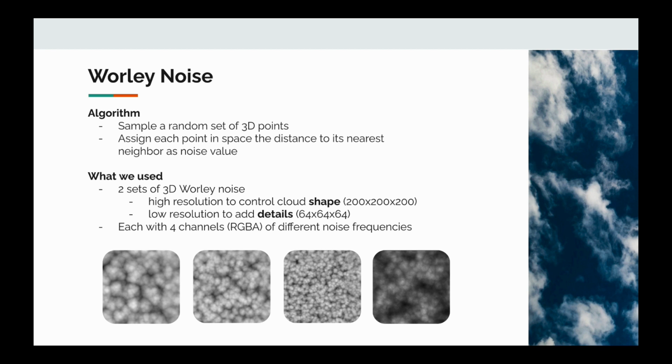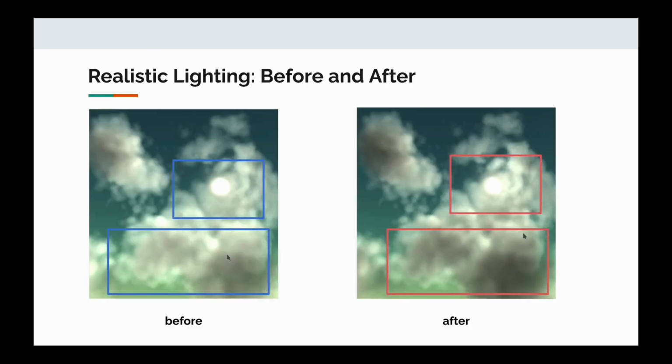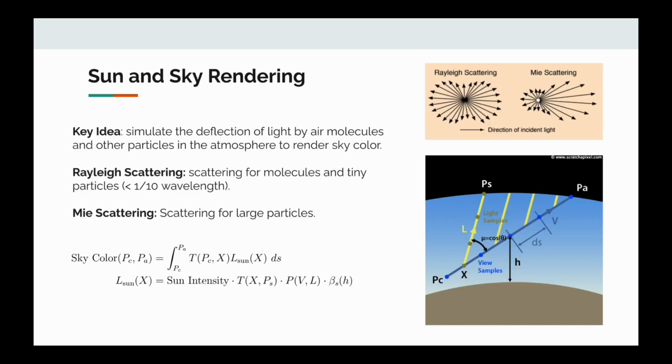Here are some scary looking maps we use to produce realistic lighting effects for our clouds. We use Beer's law to simulate the exponential decay of the light energy and the Henyey-Greenstein function to model light's tendency to scatter forward in the clouds. To produce dark edges around the cloud, we implemented the so-called powder correction of Beer's law by multiplying another exponential factor. With the above techniques, the clouds have more realistic forward scattering around the sun, as well as darker shadows near the boundaries. Now, enough about maths, let's look at some beautiful clouds floating in the sky.